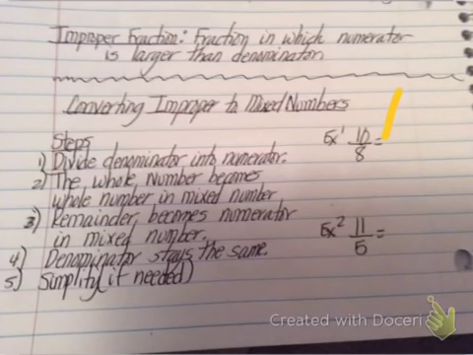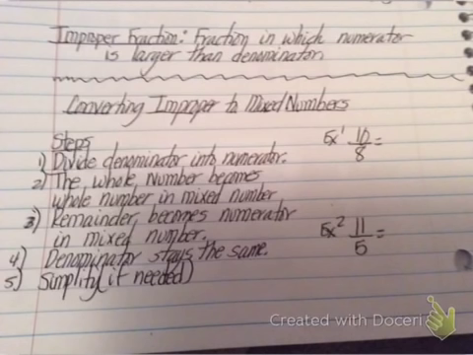So let's go back to the steps for this one. We're going to first divide your numerator by your denominator. Denominator is the bottom number. Numerator is your top number. Once you've done that, the whole number becomes the whole number in your mixed number. The remainder will become your numerator in the mixed number. And then your denominator will stay the same. And then you're going to simplify if needed.